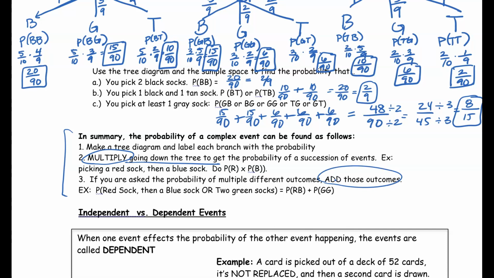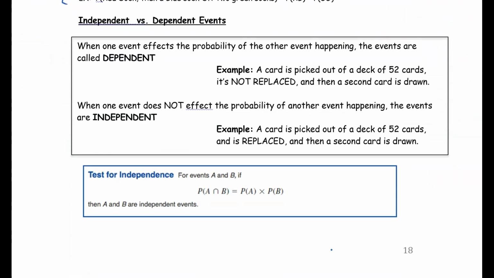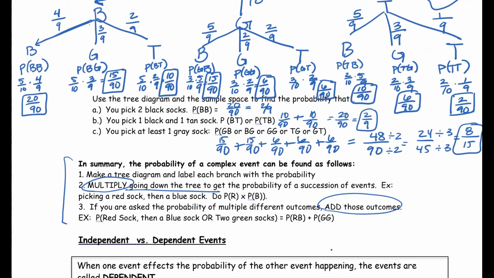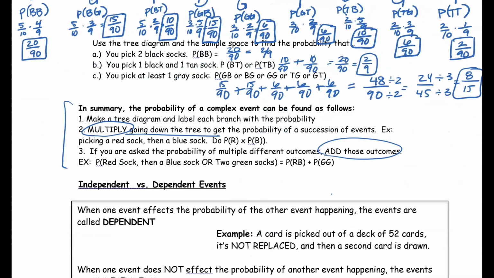So the next part, we're going to talk about independent versus dependent events. Sometimes when you do probability, like in that last example, that first event, the fact that I picked a sock and I didn't put it back, it affects me picking that second sock, because you notice, if you look at the tree, when I picked a sock, the probabilities changed on those second branches. They now became out of 9 instead of 10. Whereas in my flipping the coin example, they were all 1/2.